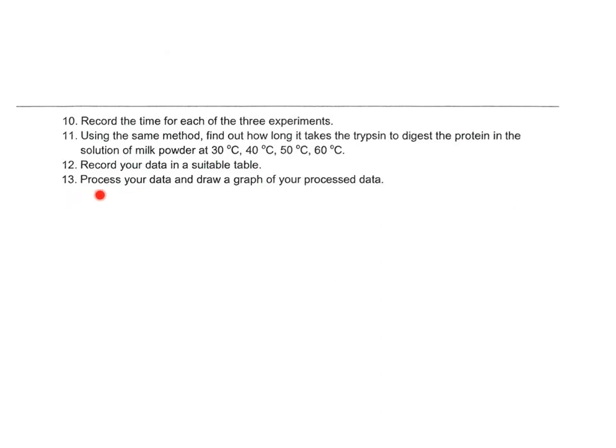By process data, what that means is you've got to do something with the data you've collected. So at the very least, calculate a mean. And in this case, what this means is to draw a graph. So your graph should have rate of reaction up the side on the y, which should be calculated by 1 divided by time, and temperature, your independent variable, on the x.